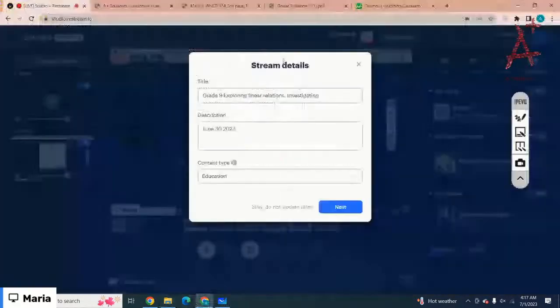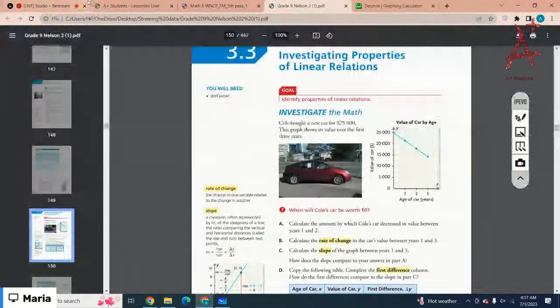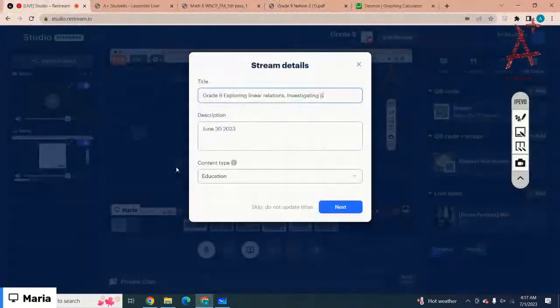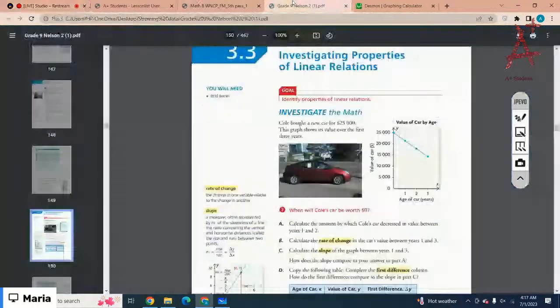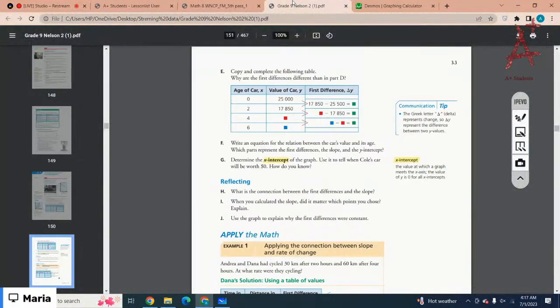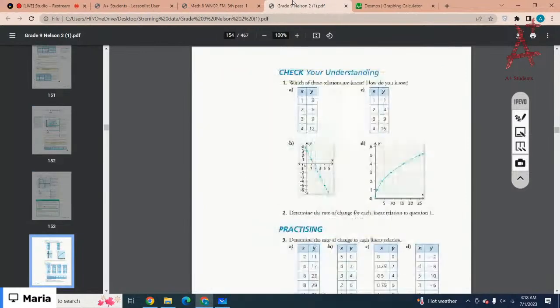Investigating properties of linear relation. Okay, let's just start with the lesson. Now we're going to learn the different properties of the linear relations.